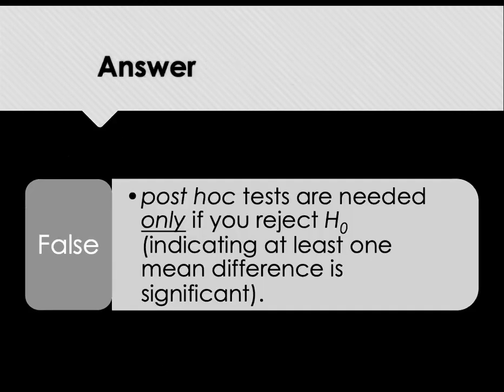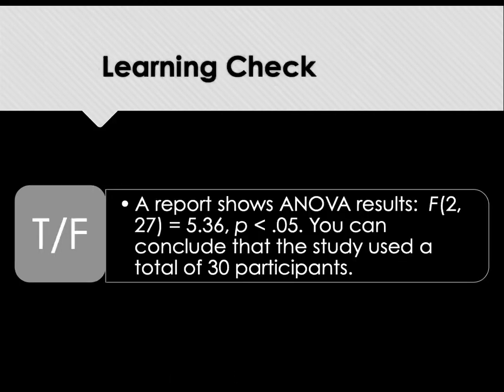And the answer is no, false. Post hoc tests are needed only if you reject the null hypothesis. And remember, when you do an ANOVA, if you reject the null, what you know is that something is different. At least one of the means is different from the other one, but you don't know which one. Post hoc tests will tell you which one. If you've decided that the means are not different, then you don't need to do any post hoc tests because you don't need to know which ones, because none of them are different. So hopefully that makes sense to you guys.